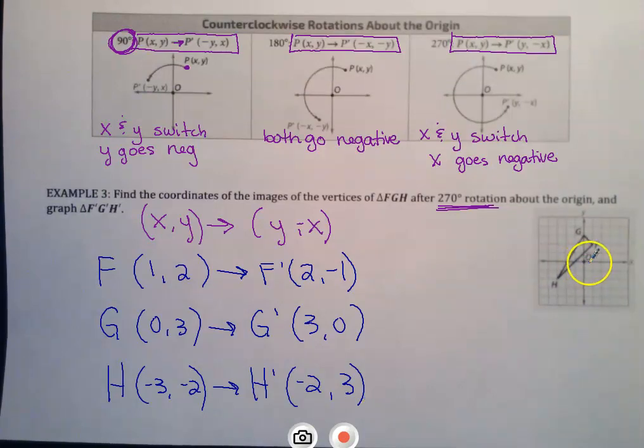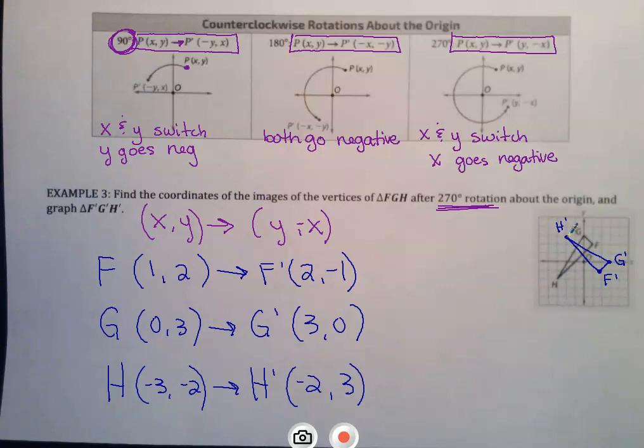So 2, negative 1 is F prime. 3, 0. 1, 2, 3 is G prime. And negative 2, 3. 1, 2, 3 is H prime. So this was a 270 degrees rotation.